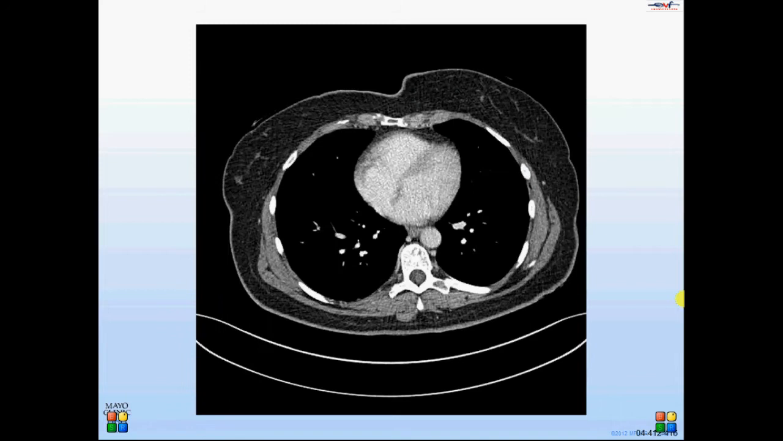This is another example of a patient with May-Thurner syndrome.